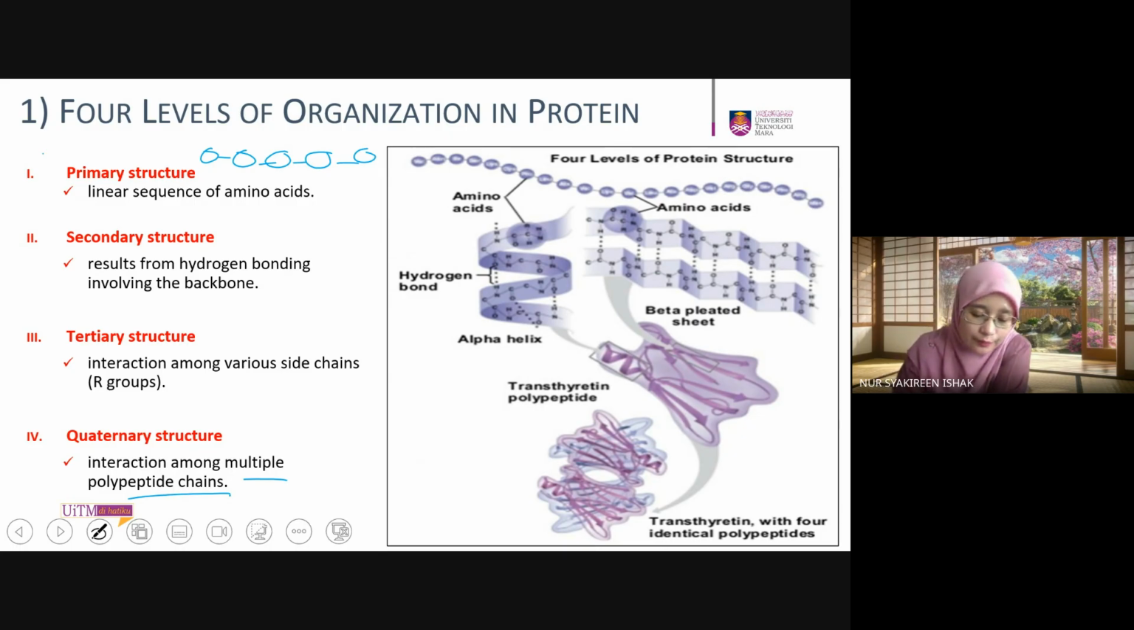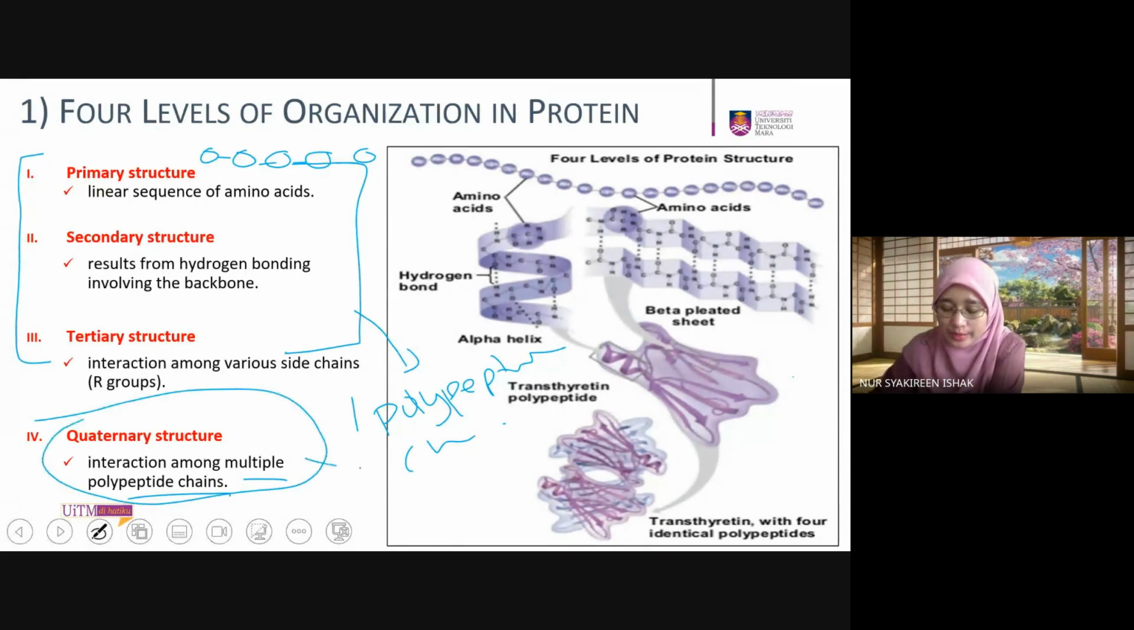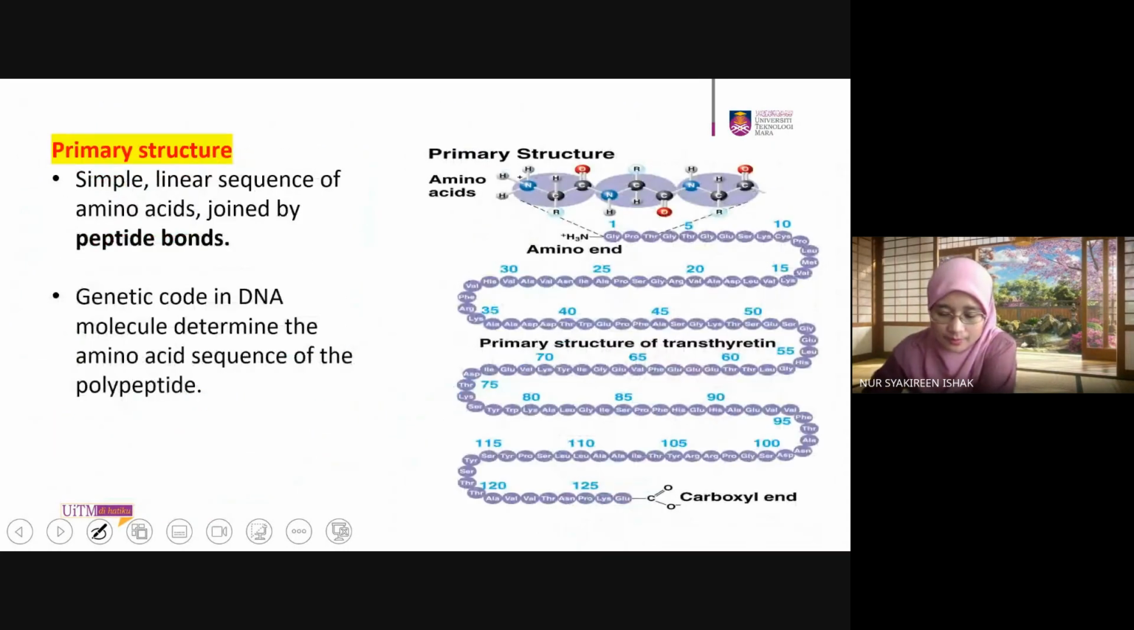For the primary, secondary, and tertiary structure, you have to remember they only involve one polypeptide chain. For the quaternary structure, it involves the interaction between two or more polypeptide chains that interact to form a functional protein. For the first one, primary structure is a simple linear sequence of amino acids joined by peptide bonds.